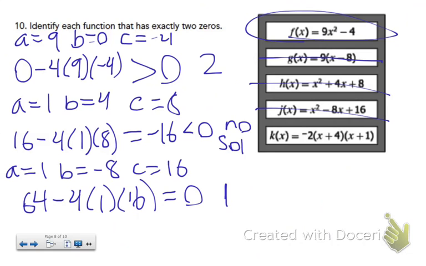And then k of x is already factored for me. So I can see that if I were to set each side equal to 0, it would have two different solutions of negative 4 and negative 1. So you should have clicked f of x and k of x.